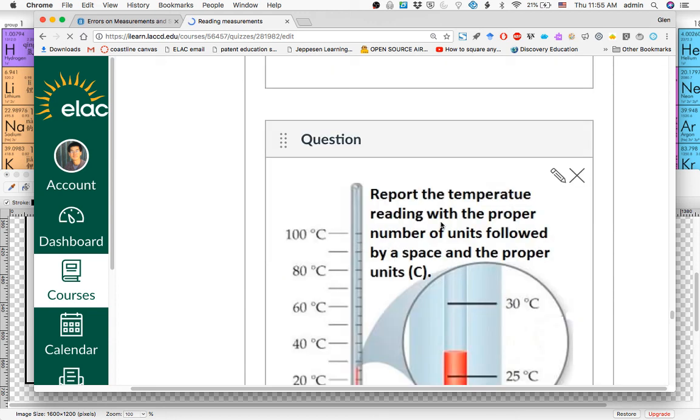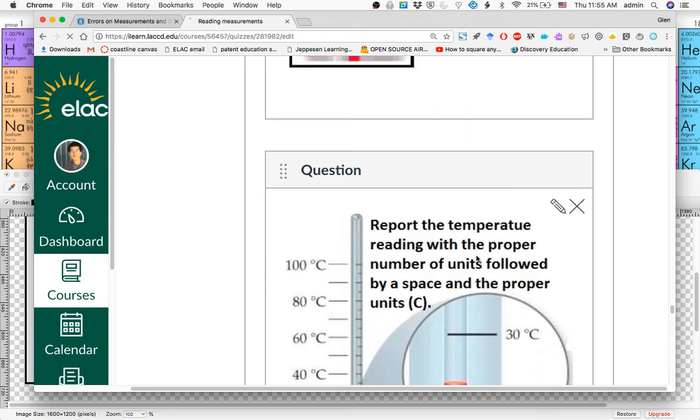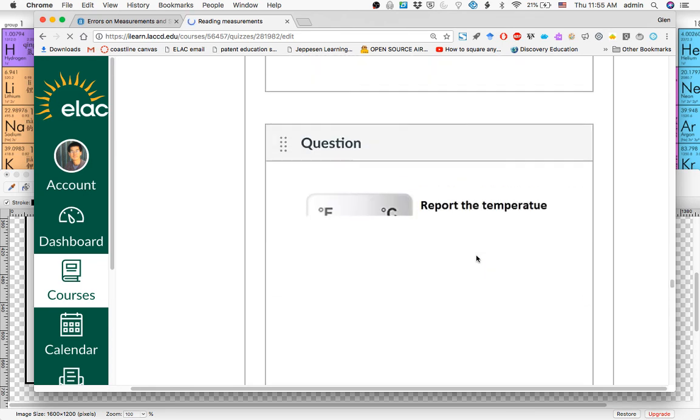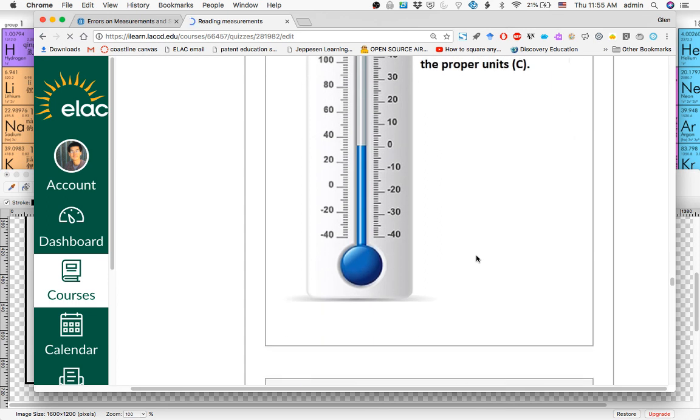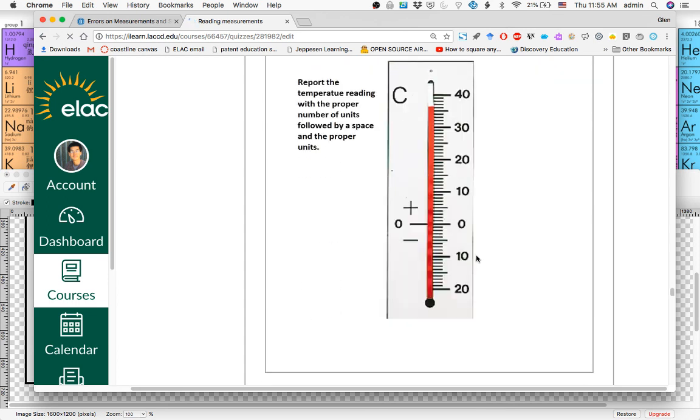Wait for this to load. I'm using some slow internet here. I'm not doing this on campus where the internet is nice and fast. Just be patient. Come on.